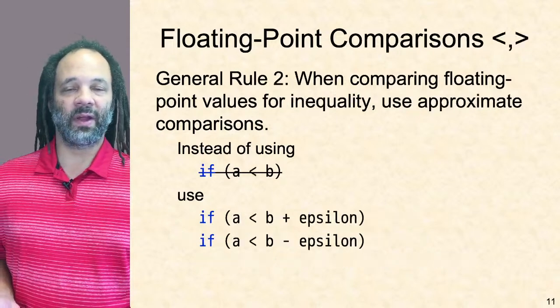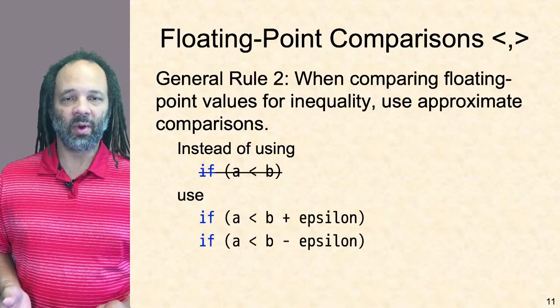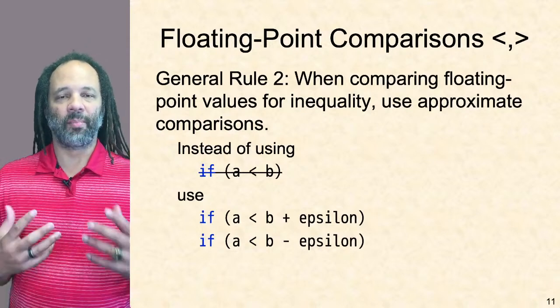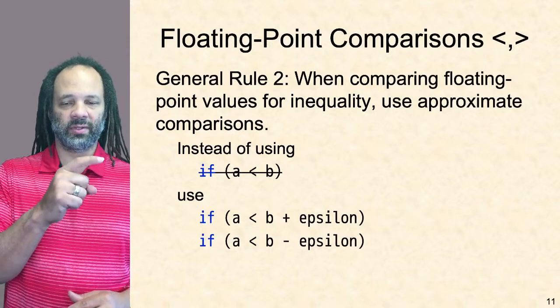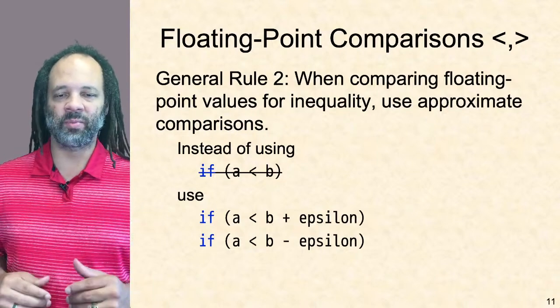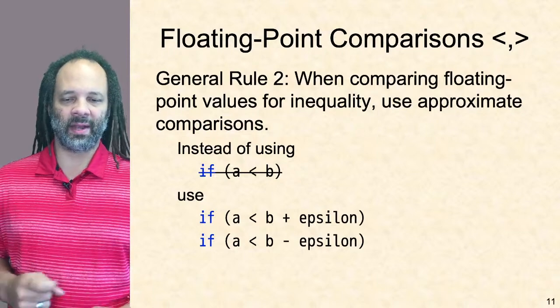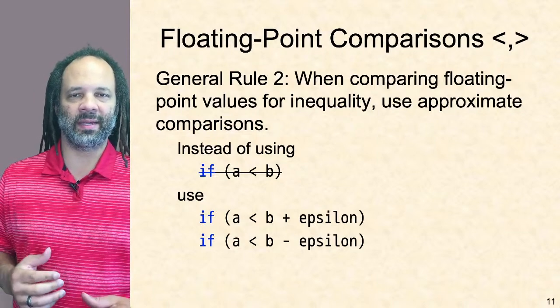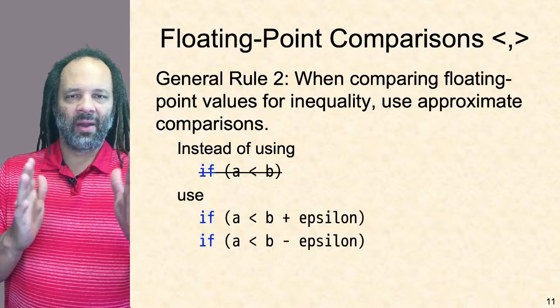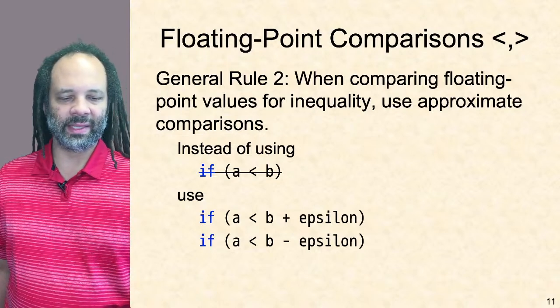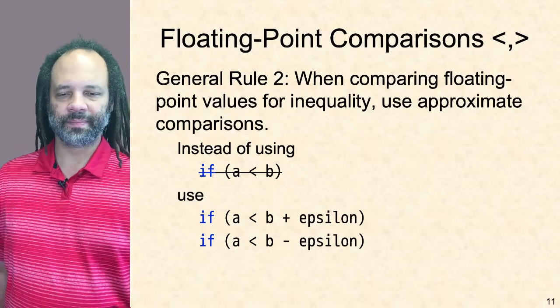It's easy enough to figure out how I might want to do this. For inequality, I still have to use that epsilon. I've got to do some approximate comparison now. Instead of just looking at A directly versus B, now I'm going to say, what about A versus B plus this epsilon, or A versus B minus this epsilon, to see that I'm in this area where I'm getting close enough, and I want to make sure that I am definitely still less than that value.